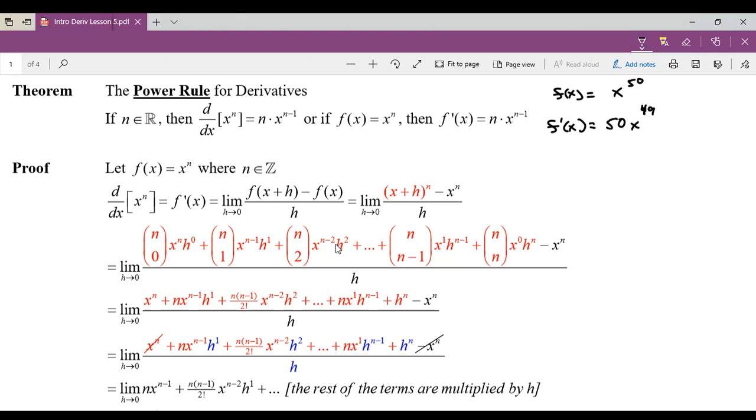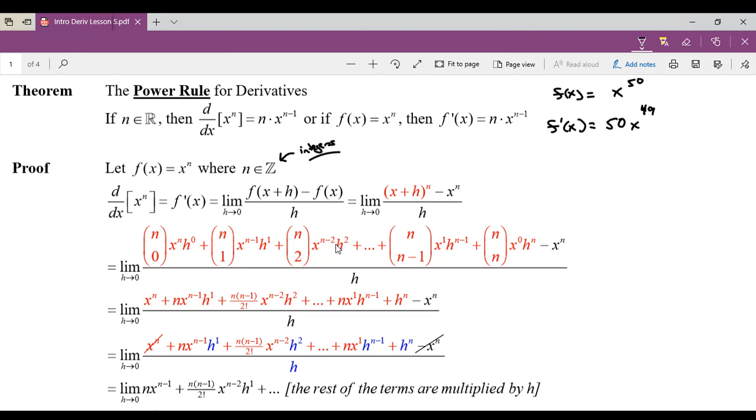And I don't want to spend, honestly, too much time on the proof, but I will start it. This is only a proof for when n is an element of Z, so an integer. It actually works when n is any real number, but the proof is a little bananas. So we'll just look at the proof for when the exponent is actually an integer.